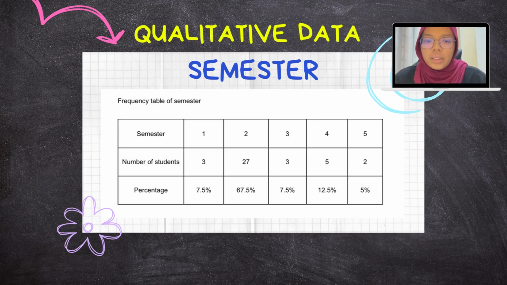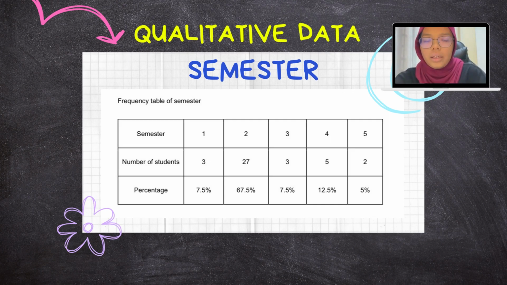Number two is semester. For this data, there are 5 choices for the respondent. As the respondent is a university student, we decided to input the choice of which semester the student is from. The choices are semester 1 until semester 5. The frequency table of semesters shows that the total of respondents is 40 people, and most of them are from semester 2, which is 27 out of 40 people, and has a percentage of 67.5%, rather than semester 1, that has only 3 out of 40 people, and the percentage is 7.5%.